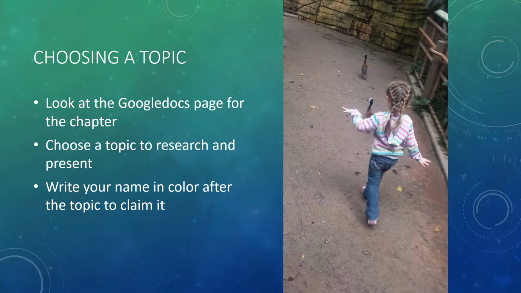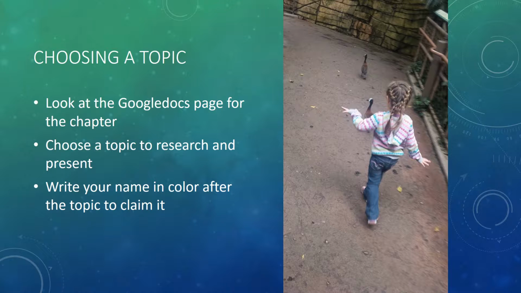So choosing a topic, by the way, this picture is my granddaughter again, off to discover and explore. So I'm hoping that it will be the way that you are feeling about writing these things, discovering and exploring new things. There will be a Google Docs page for each chapter, which is interactive. You can read it and you can write on it.